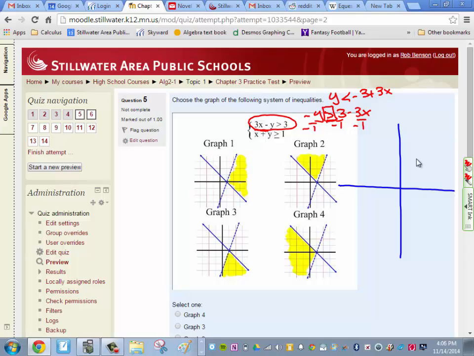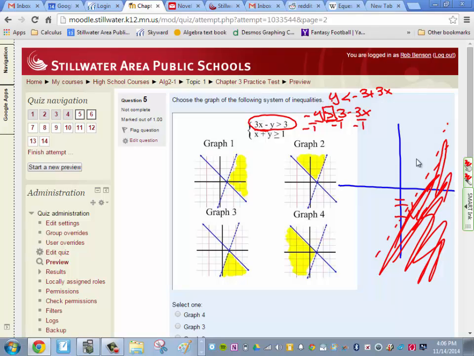So I got this line. It's less than that. I got my negative 3, 1, 2, 3. And this is the dotted line right here, as you can see. So it's the dotted line that goes up like that. And because y is less than it, I know I shade below it. So I'm going to be shading down in this area. This is my shaded region. Okay. So that's that one.